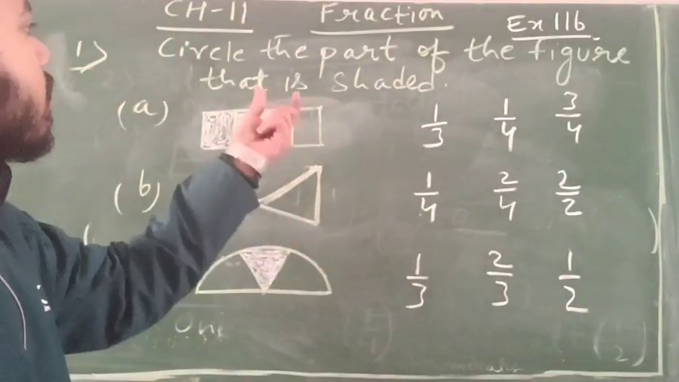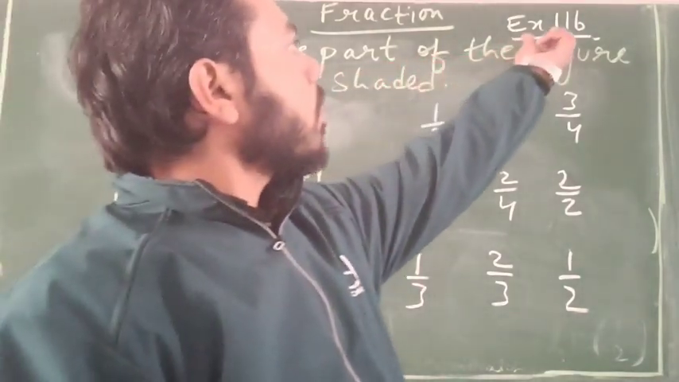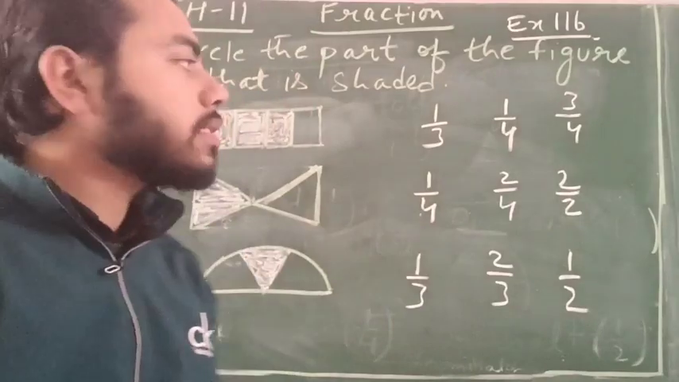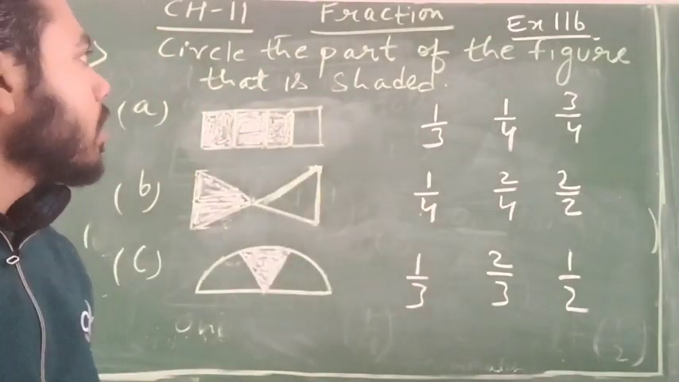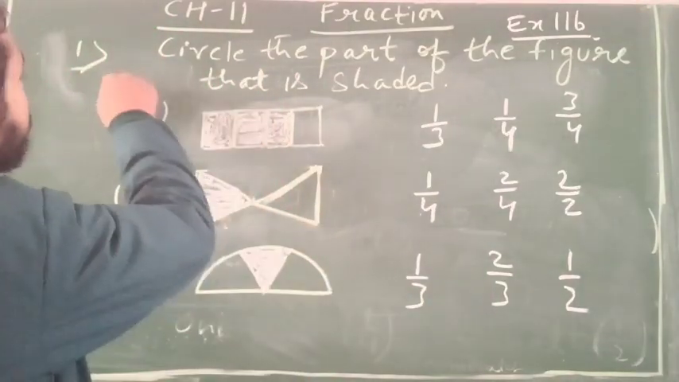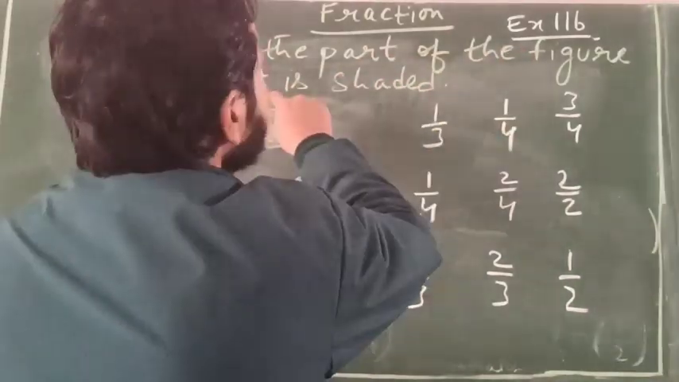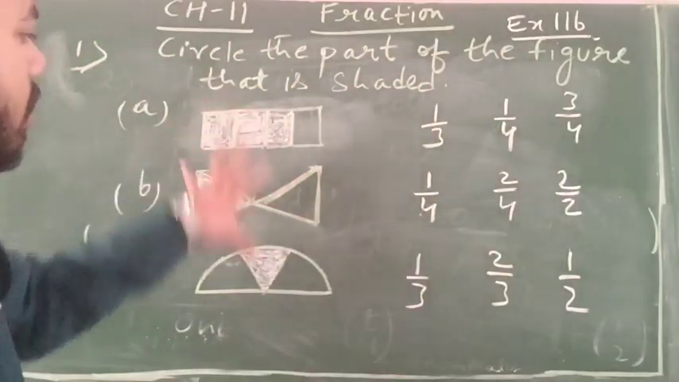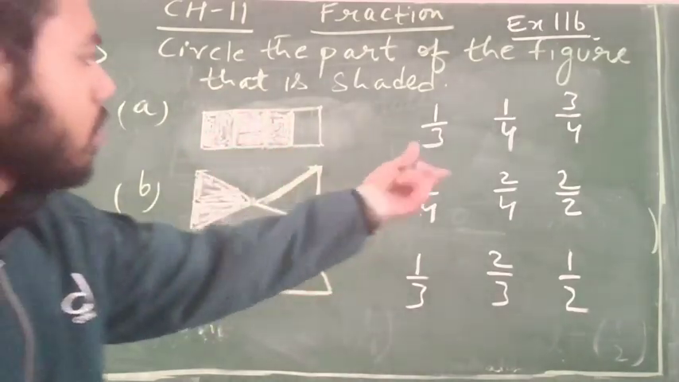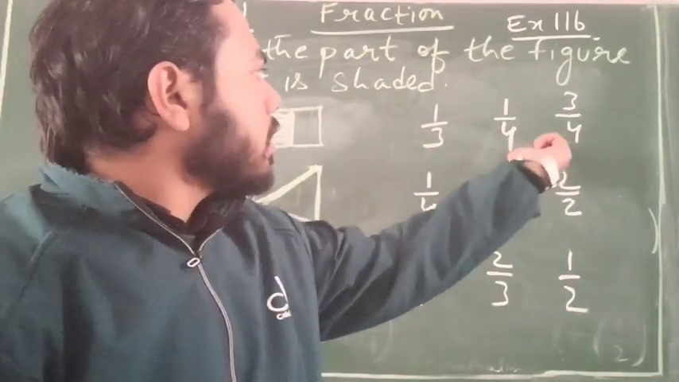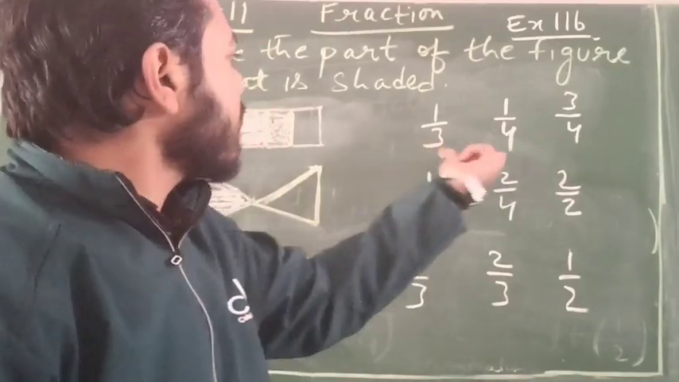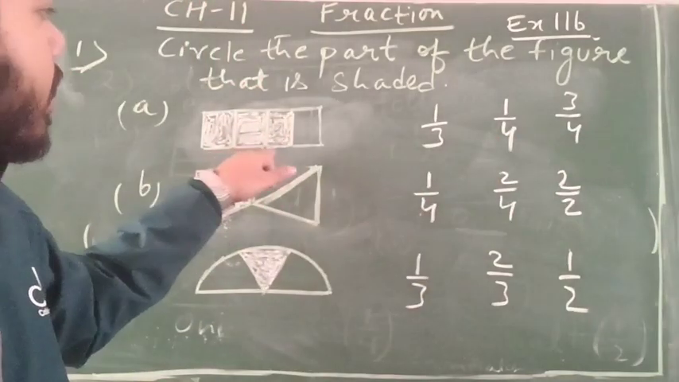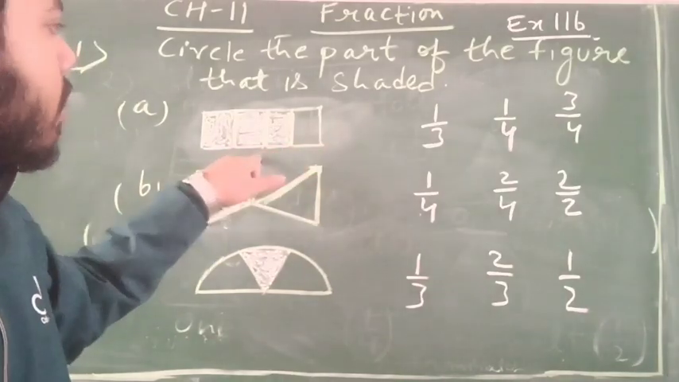Now student, we will talk about exercise 11B. Exercise 11B. So here see the first question. Circle the part of the figure that is shaded. In this question, you have to circle the one option that is correct according to this figure.